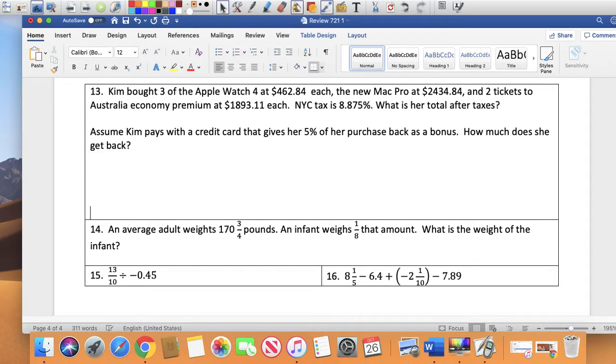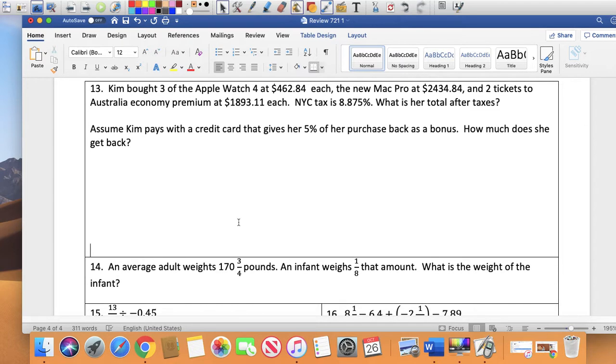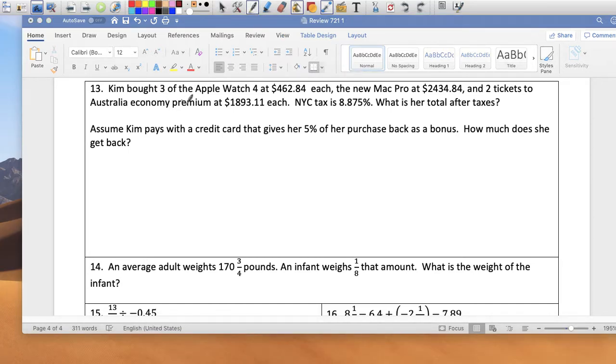This is just a mess of a... Ooh. Okay, so 13. I don't think you're going to see... Okay, so what are we buying? 3 Apple Watches. Oh my god. So this is made into a mess. So feel free to use a calculator for this one.